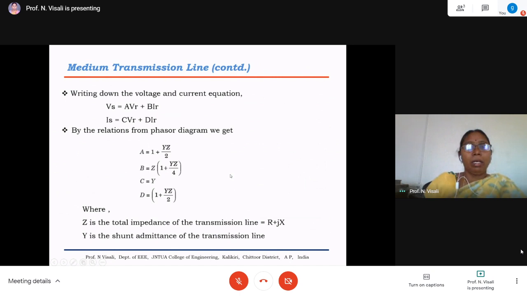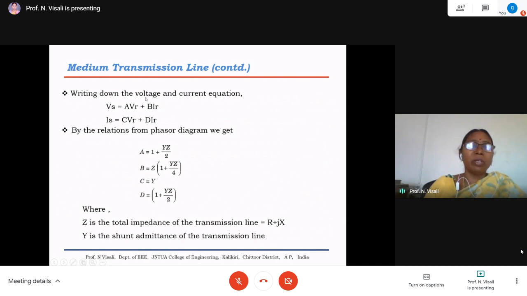We can write it as a two-port network. So when you represent it in a two-port network, it will be like two-port ABCD parameters. So Vs is equal to A times Vr plus, this already you know very well, that it's a two-port network. From the relations, A is equal to 1 plus yz by 2, B is equal to z into 1 plus yz by 4. You can simplify this A, B, C, D.